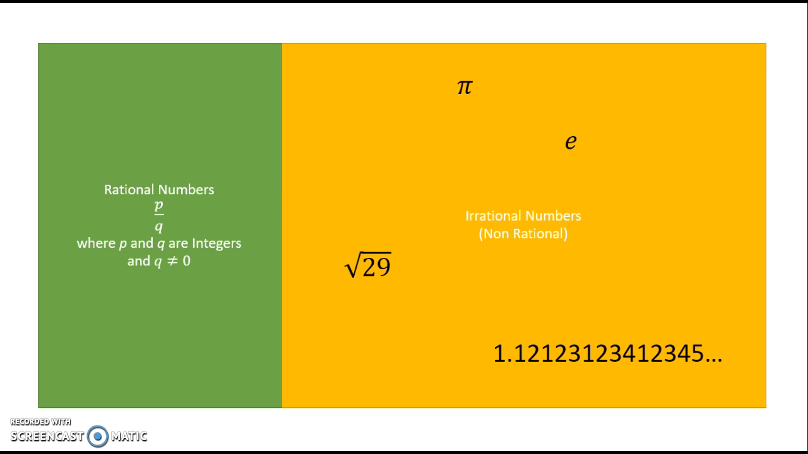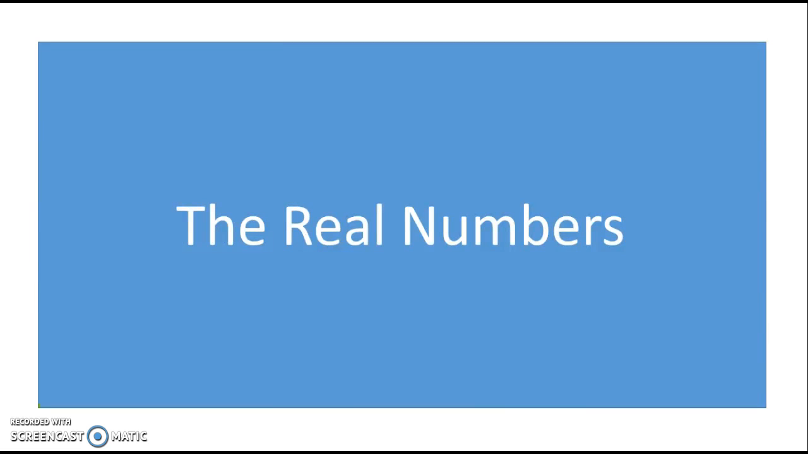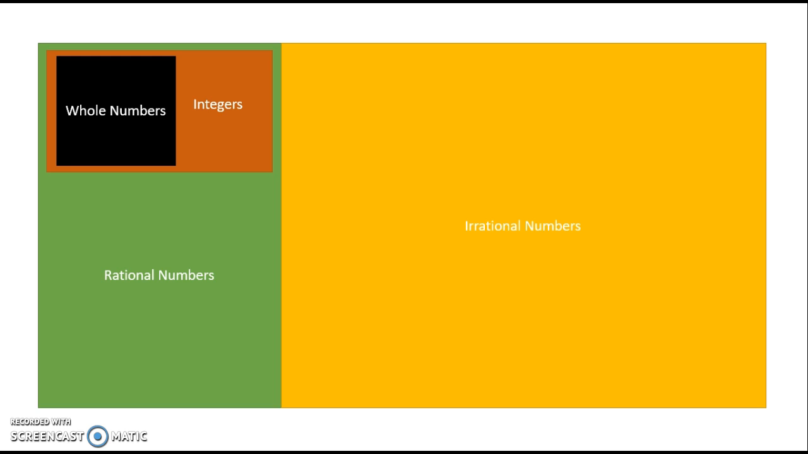Now, there are no numbers which overlap these two groups. A number has to be either rational or irrational. But if we take all of those numbers together, we get the group that mathematicians call the real numbers. Most of your work from here on out will be done only in the real numbers. Remember that the real numbers are made up of several smaller groups of numbers. The whole numbers, which were part of the integers, which were part of the rational numbers, grouped together with a separate set of numbers, the irrational numbers.